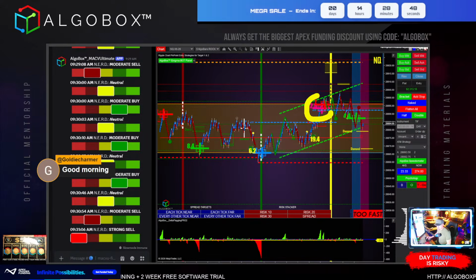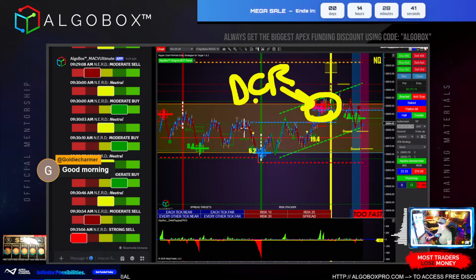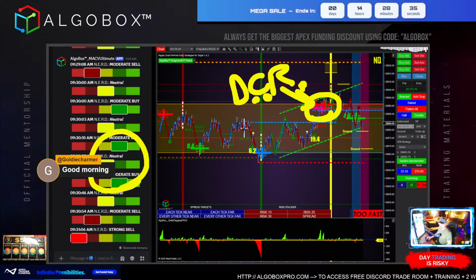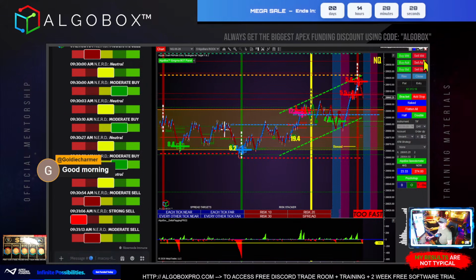That is called a DCR. DCR at the top of the zone. I had just drawn in the zone. DCR, what is that? Double cross reversal. Double cross at the top of a zone. What do I want to target? When I am against the main direction, I want to go to the middle of the zone for the target. All right, boom. Hit it and got out.